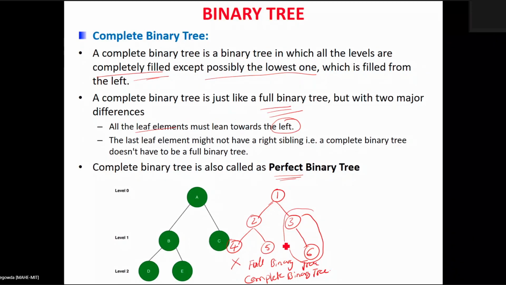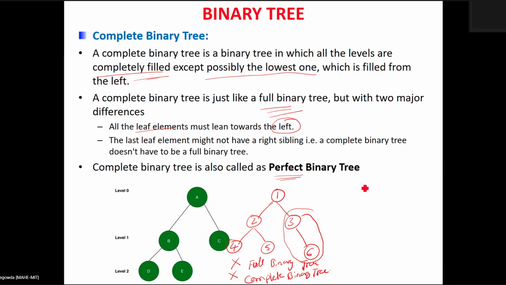It is not an example for the full binary tree, and also it is not a complete binary tree. Why? According to the definition of the complete binary tree, all the internal nodes must have two children. If you look at 3 here, one child is missing, right? So it is not a complete binary tree.